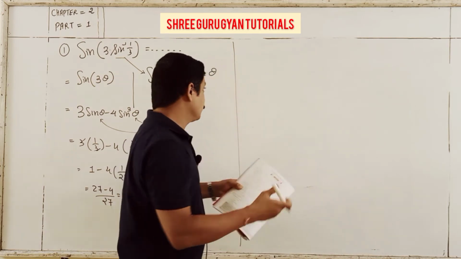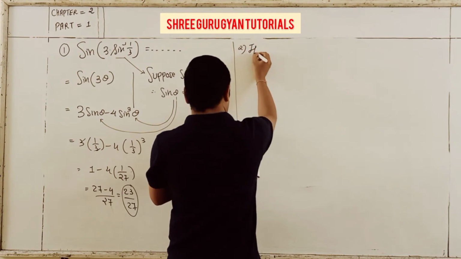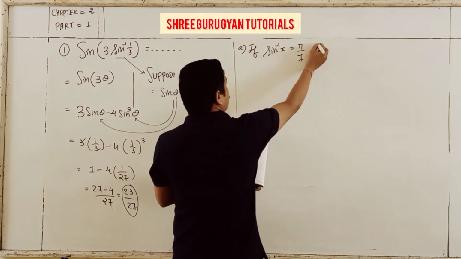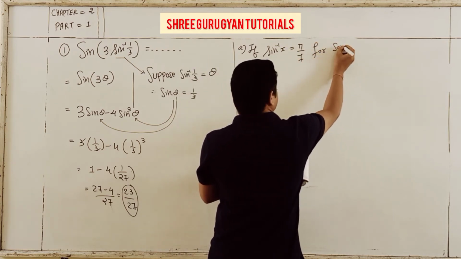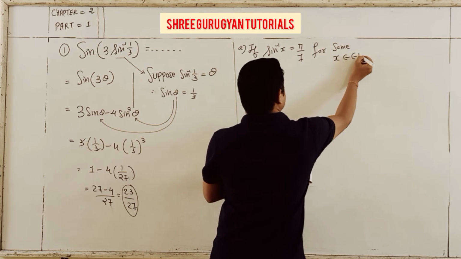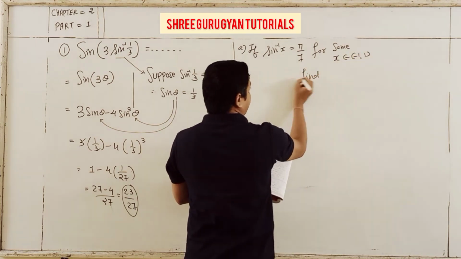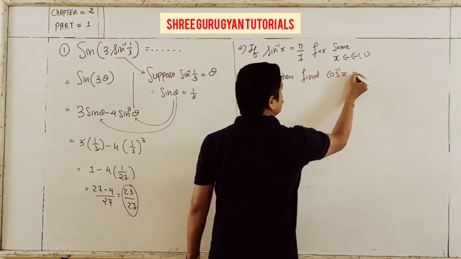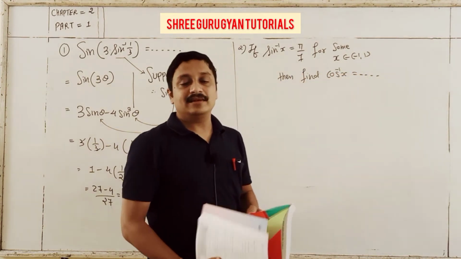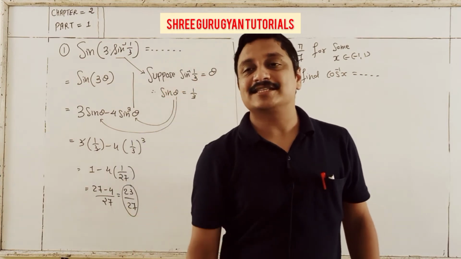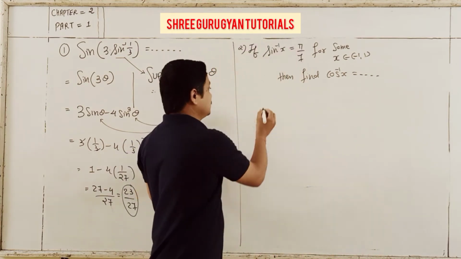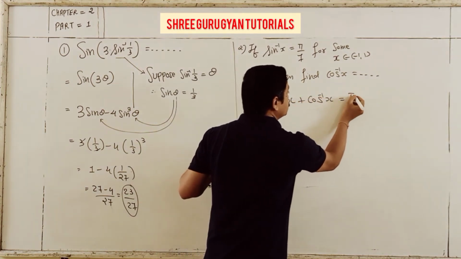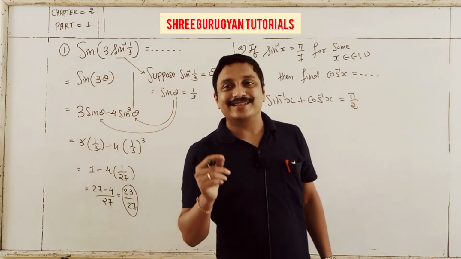Second, if sine inverse x is pi/7 for some x belongs to -1 to 1, then find out cos inverse x. So you know very well the properties for sine inverse x and cos inverse x. Both additions is pi/2. That is your standard theorem.